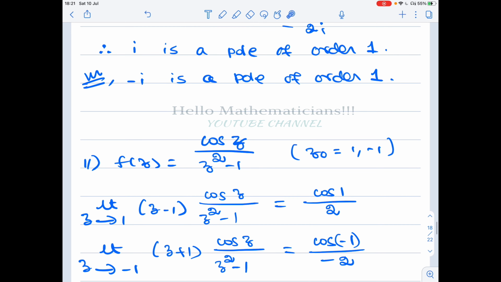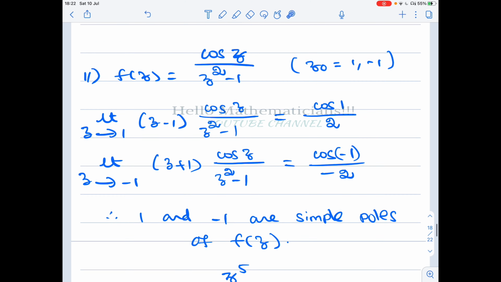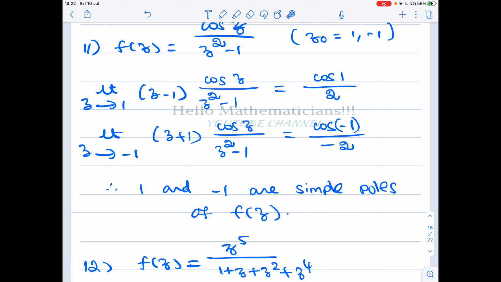Let's look at one more problem. Again, this is the same idea: cos z by z square minus 1. The possible singularities are 1 and minus 1. You calculate the limit as z tends to 1 of z minus 1 times f of z. The limit is finite. Therefore, 1 is a pole of order 1. Similarly, the limit as z tends to minus 1 of z plus 1 times f of z is a finite quantity. Therefore, minus 1 is a pole of order 1. So 1 and minus 1 are simple poles of f of z.